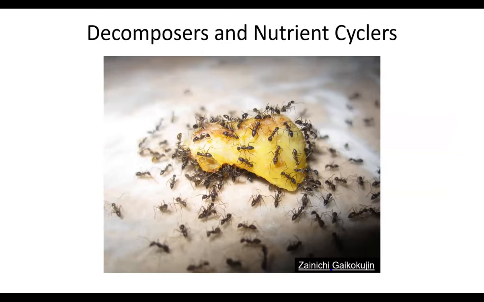Decomposers and nutrient cyclers. So, thinking about post-harvest, if you have rotting fruit, produce that wasn't taken, ants are going to be one of the organisms that are helping decompose and cycle those nutrients back into the farm fields. And they're also going to be around the plants, moving soil, aerating it. So they might have a benefit there.